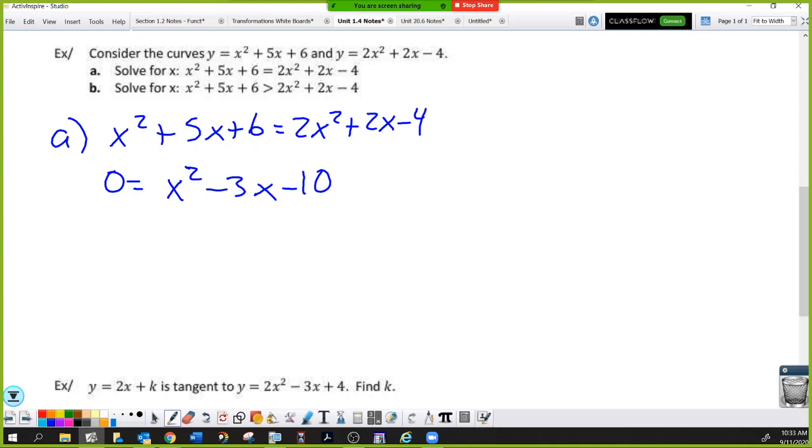And once again, this does factor. Now, we weren't told to do it by hand, but because it factors, we just do it by hand. The two numbers that multiply to negative 10 and add to negative 3 are negative 5 and positive 2. Giving you solutions of, because it didn't ask for coordinates, x equals negative 2 and positive 5.